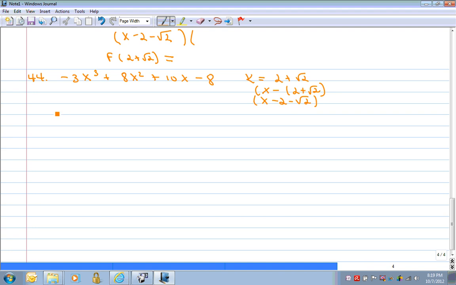So again, we have a negative 3, a positive 8, a positive 10, a negative 8. And we're going to synthetically divide by 2 plus the square root of 2. Again, it's more tedious than anything else. I'm going to try to clean this up just a little. There we go.